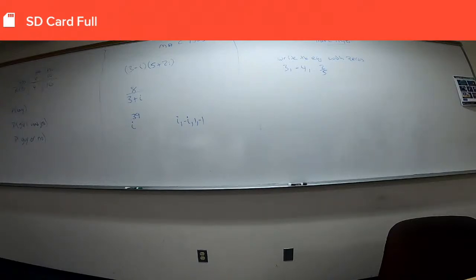Let's go find the x-intercept, the y-intercept, and the slope. So you gotta find all three for 3x minus 5y equals 15.